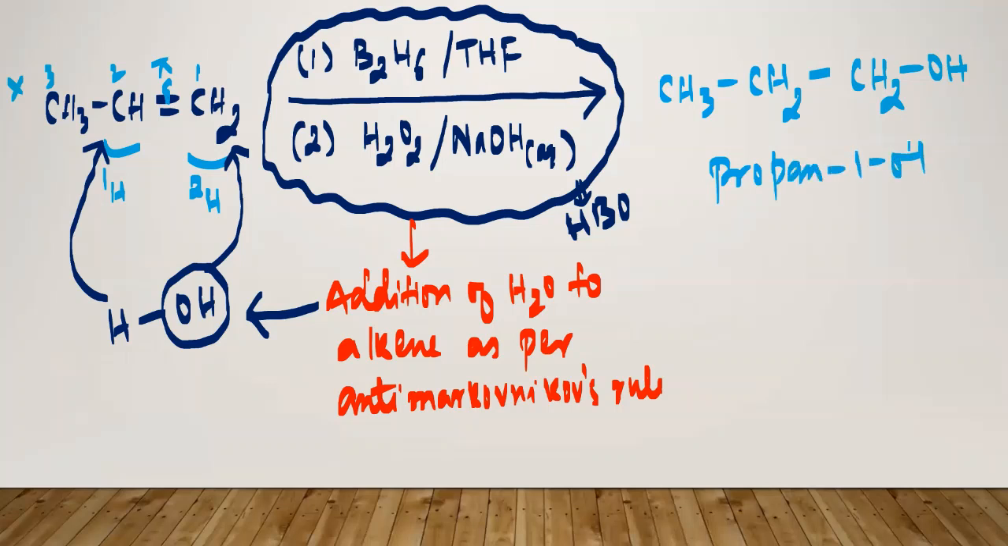So this was all about the hydroboration oxidation. It's a 2-step reaction, and in those 2 steps, we are actually adding the water to an alkene. My alkene here was an unsymmetrical alkene, that is propene. And here we are adding the water to an alkene through the anti-Markovnikov's rule, and we are getting our product as propan-1-ol. Now you can take one more example as well.